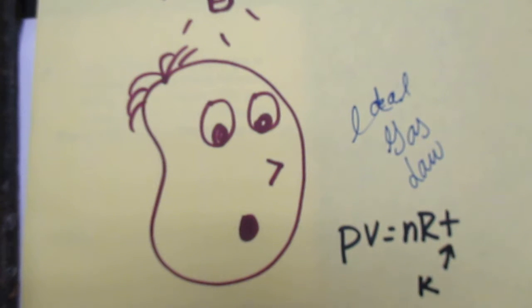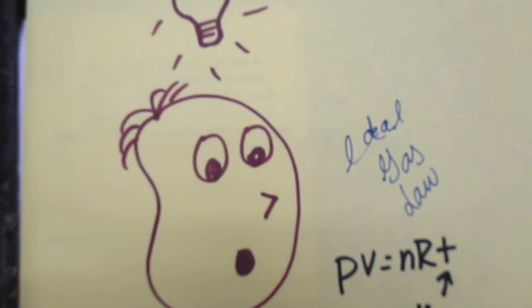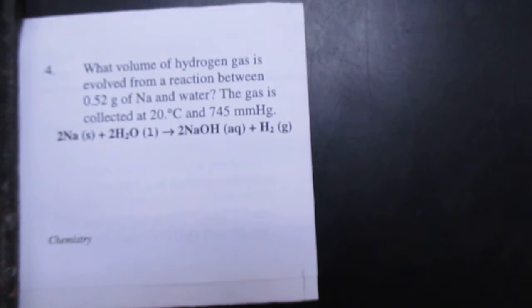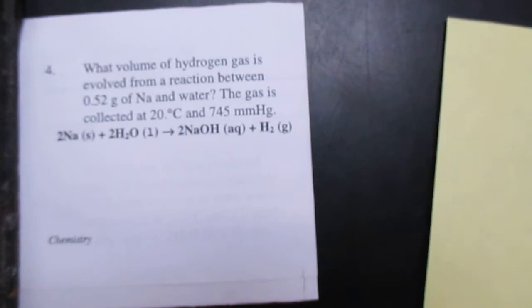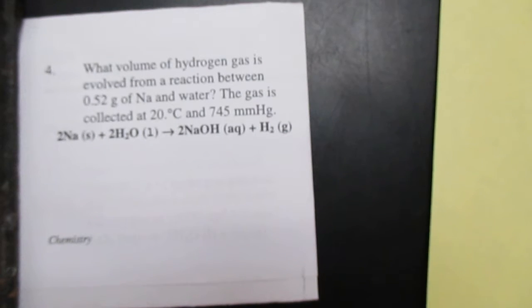Now, I have an example question set up, and I'm going to go through the example question and solve for that. Here's the question. What volume of hydrogen gas is evolved from a reaction between 0.52 grams of sodium and water when the gas is collected at 20 degrees Celsius and 745 millimeters of mercury?